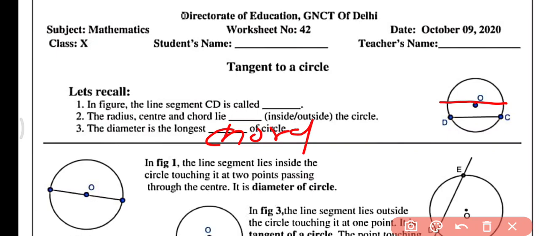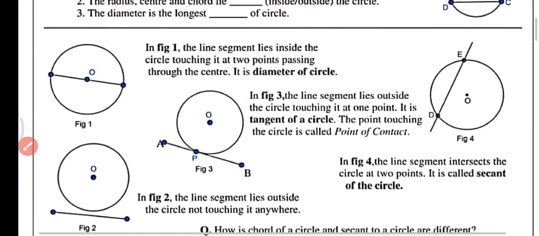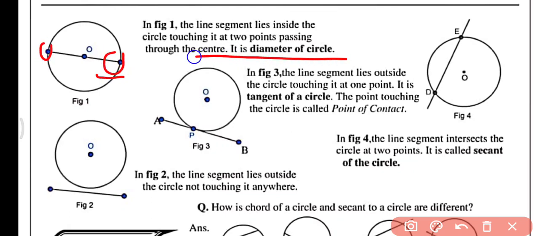Longest chord. So now in figure 1 you can see the line segment lies inside the circle, touching it at 2 points, passing through the center. It is called the diameter of the circle. So here in the figure you can see a line segment that passes through the center and touches the circle at two different points is known as the diameter of the circle.